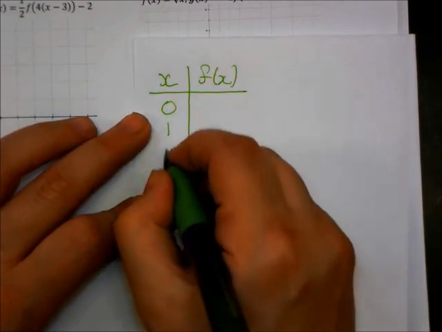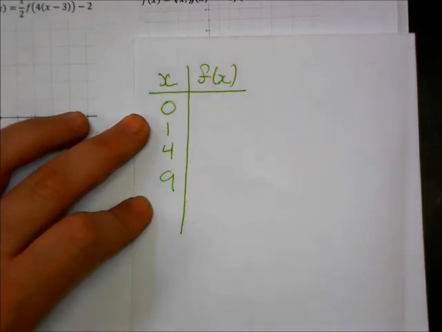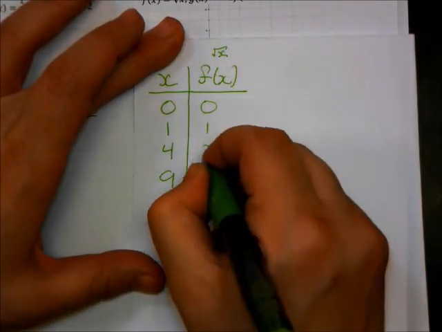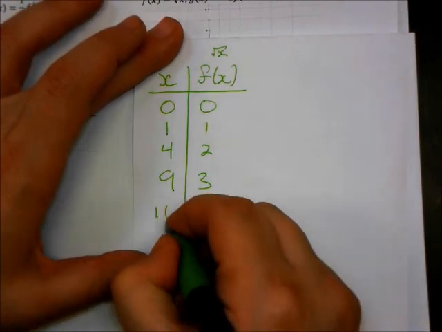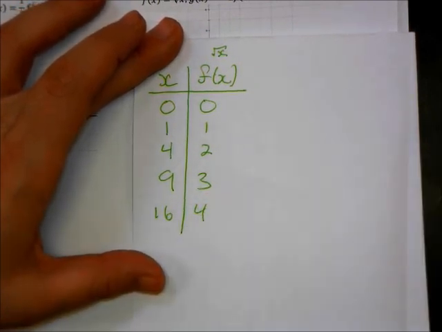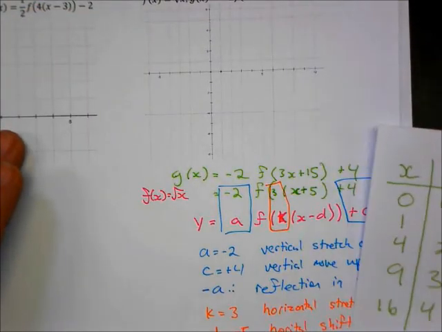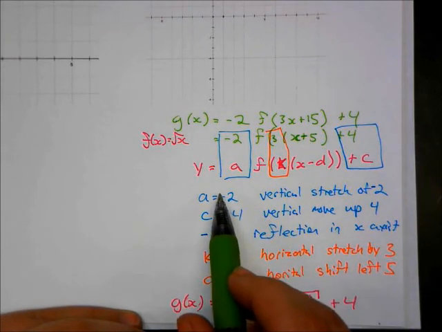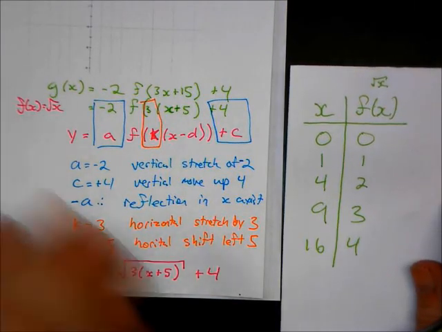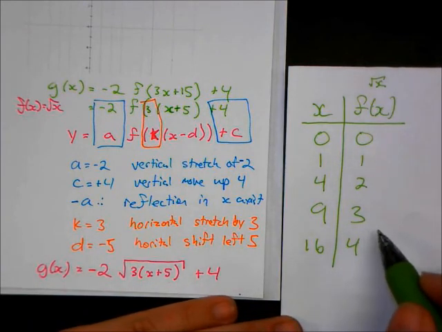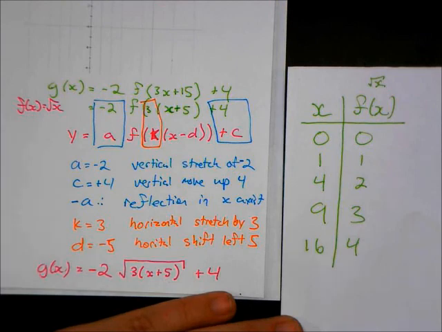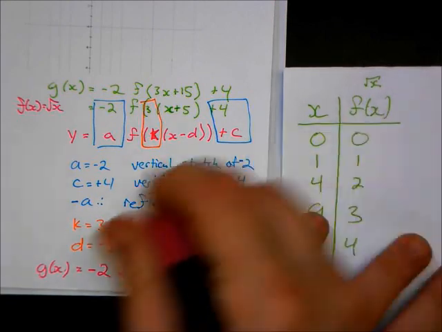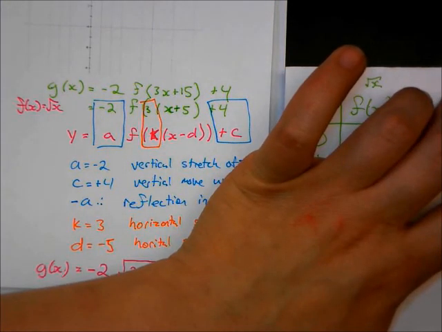So square root x: 0, 1, 4, and 9 are my favorite numbers to use for square root x. 0, 1, 2, and 3. 16 and 4. May as well go whole hog, use everything. We know that if we have a vertical stretch, and we do, we have to apply this a to our f of x, to our dependent variable. So this is going to tell me that we have to take our f of x, and we're going to multiply it by negative 2.